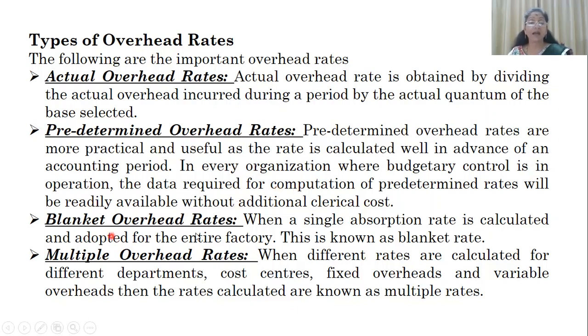Next is blanket overhead rate. When a single absorption rate is calculated and adopted for an entire factory, only one rate is followed for the entire organization. This is known as blanket rate. Next, multiple overhead rates. The blanket overhead rate is a single absorption rate, but the multiple rate is the opposite. When different rates are calculated for different departments, cost centers, fixed overheads and variable overheads, the rates calculated are known as multiple rates.